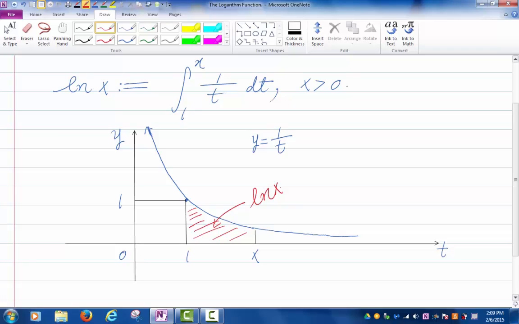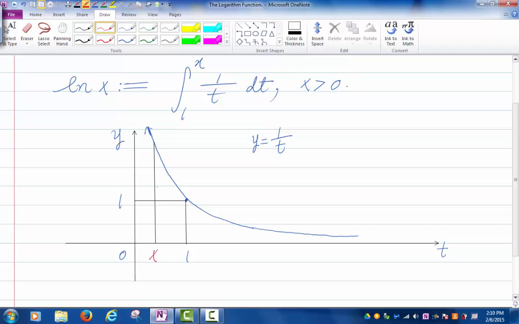Let me change that, and let's say the x is now right here. So x is between 0 and 1 now. So here is x. In that case, what's the value of ln of x? What's the value of ln of x in this case?